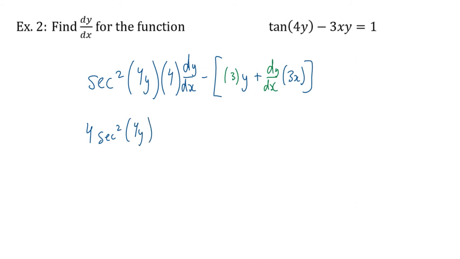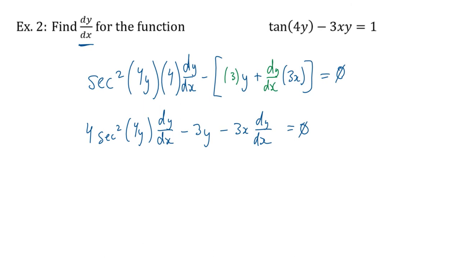We have to now solve this for dy/dx. That's what we're supposed to find, not just a one-line derivative. Rarely do we do that. Minus 3y minus 3x dy/dx. Whoops, and I'm missing something. Equals 1. Derivative of 1 is 0. So all of this is equal to 0. That way I can move everything to the other side.